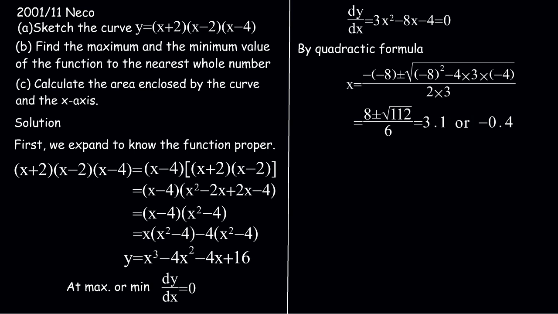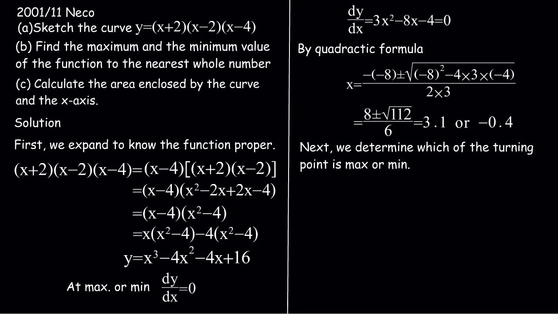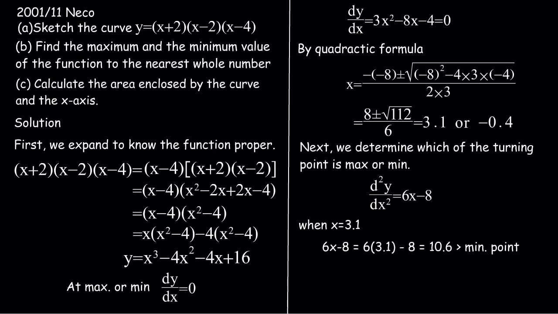Now, since we have two values of s, we are going to determine which of the turning points is maximum or minimum. To do that, we need to find the value of d squared y over ds squared. Differentiating, d squared y over ds squared is equal to 6s minus 8. So when s is equal to 3.1, d squared y over ds squared will be equal to 6 times 3.1 minus 8, which is equal to 10.6. And since it is greater than 0, this will be our minimum point.